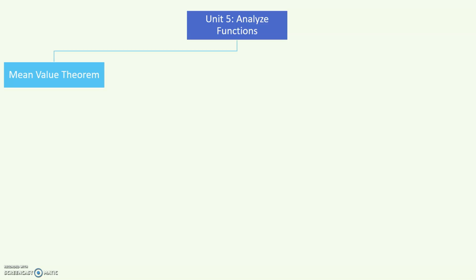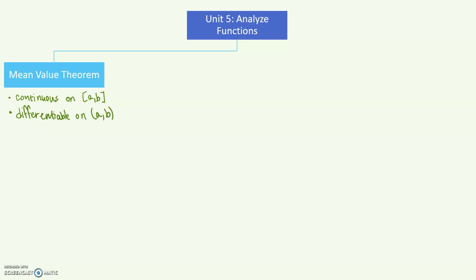The first thing we did with Unit 5 was the mean value theorem. First of all, in order to use the mean value theorem, you must have a continuous function on the closed interval. Remember that to be continuous at the endpoints, the limit just from one direction has to match. And then you also have to be differentiable on the open interval. You can't be differentiable on a closed interval because it's hard to do a derivative of an endpoint, so that's why we only have to be differentiable on the open interval.